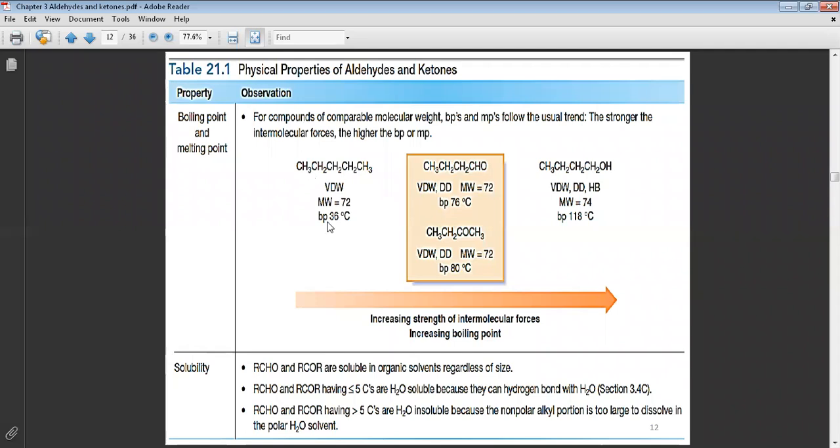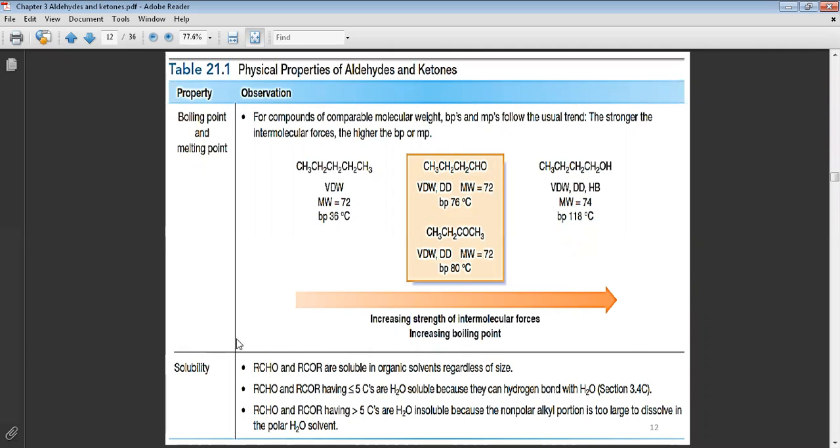If you look at the boiling points, this one is 36 degrees, so it evaporates in your hand. But this one needs 118 degrees to boil. Look at the difference, it is a very big difference, because we have an additional force between the molecules, the hydrogen bond.